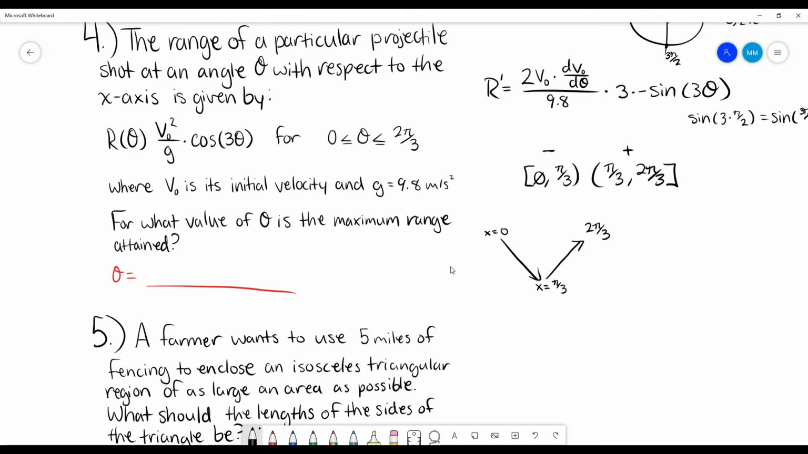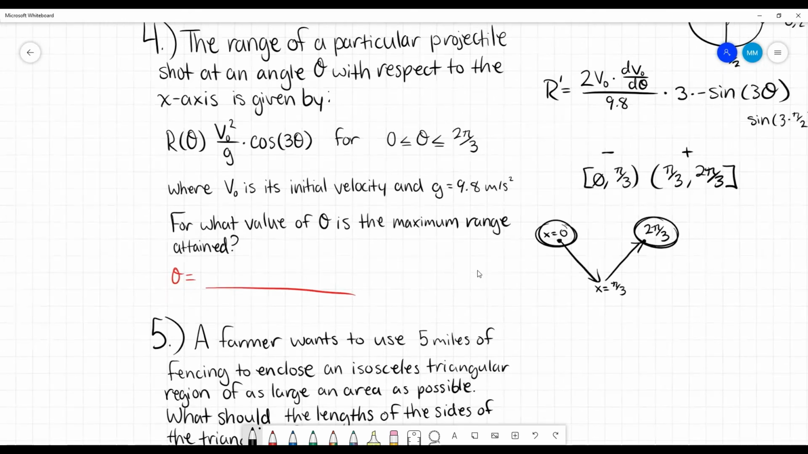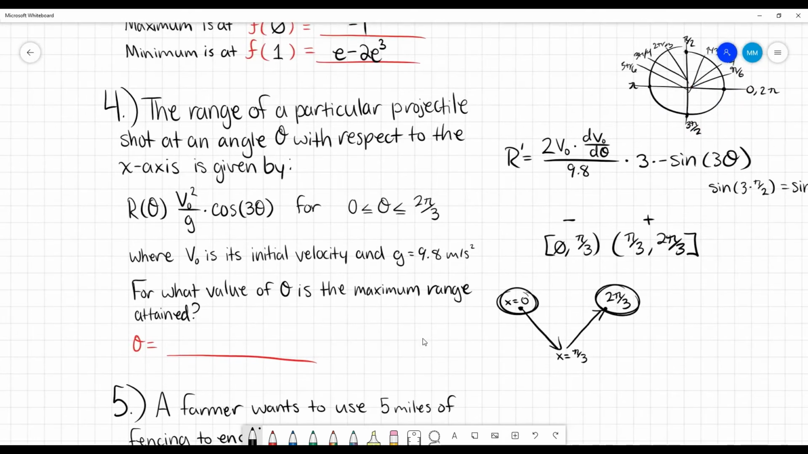So we see that there are 2 points here where it could be at its maximum, right? This would be really easy if they were asking for a minimum, because that would just be at pi over 3, and I could just put that right there. But they're asking for a maximum, so now we need to figure out which one of these is higher if I were to plug that in.